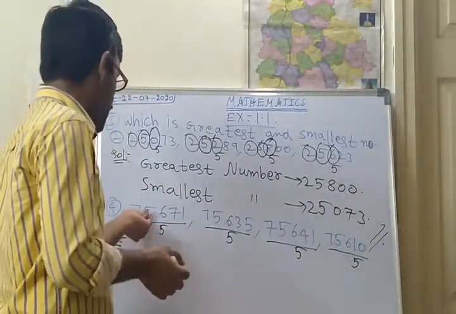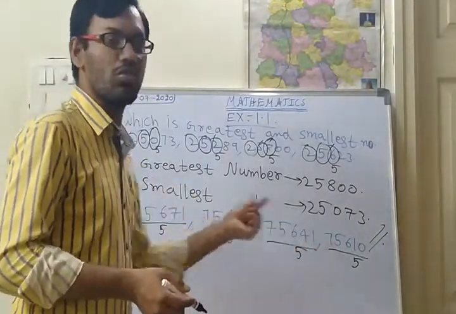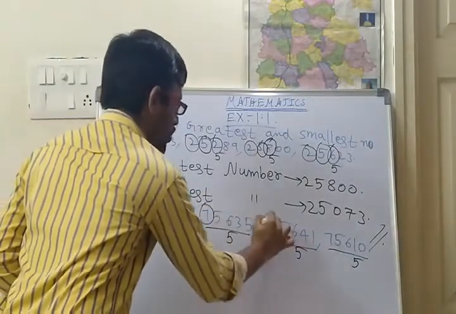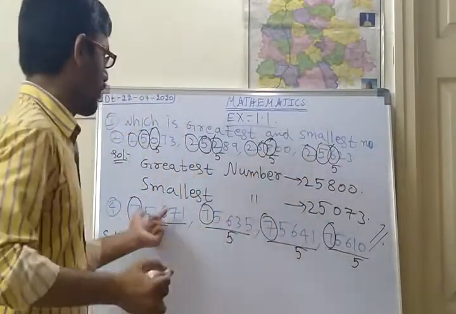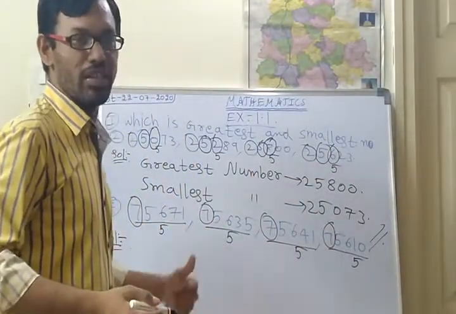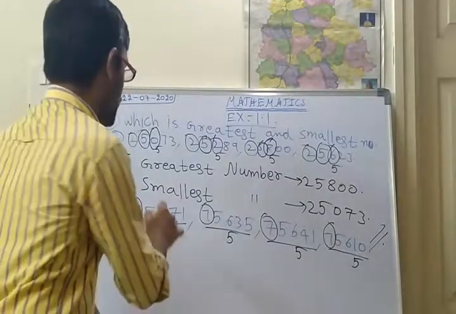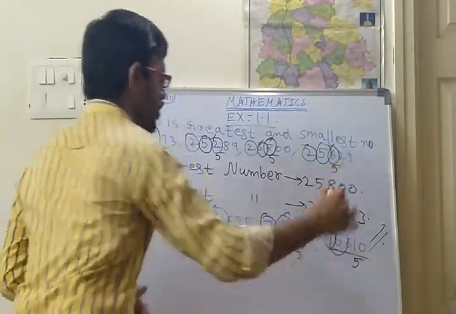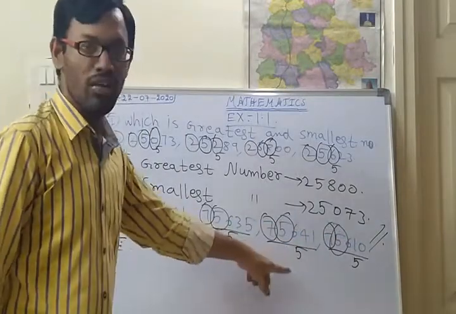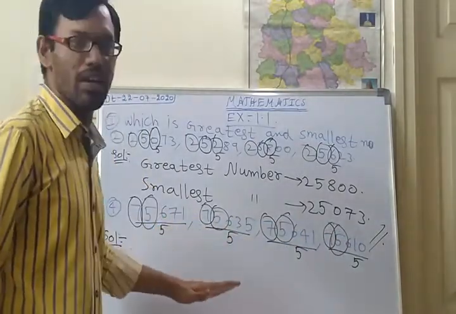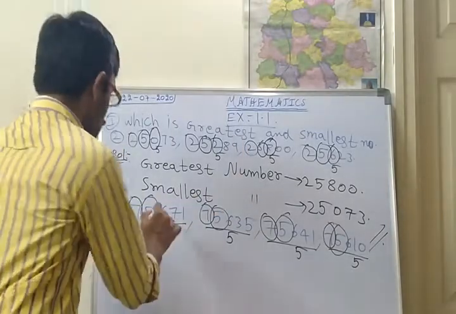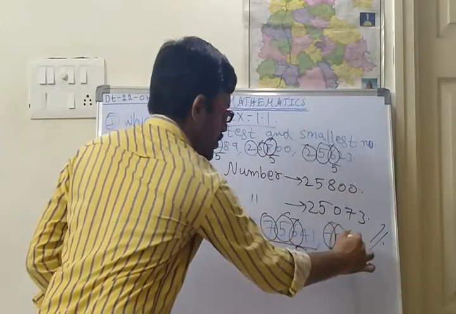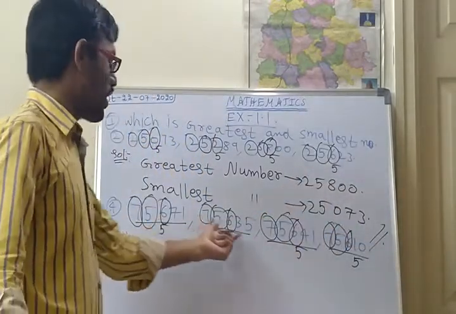With the help of every first digit you should take. Here the first digit of every number is 7 only. So we can't say with the help of the first digit. So we should take the second digit. What is the second digit? 5, 5, 5, 5. The second digit is also 5 only. So we can't say with the help of the second digit. Now take the third digit. Here 6, here 6, here 6, and here also 6 is there. So with the help of the third digit also we can't say.